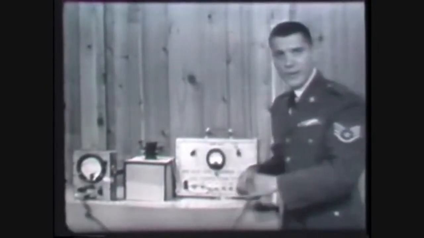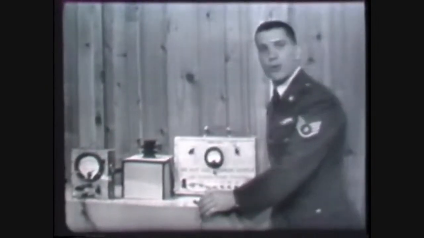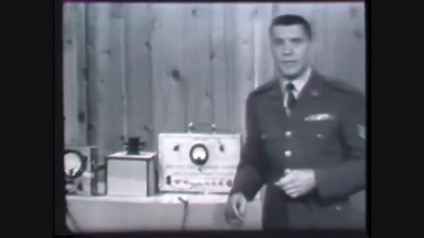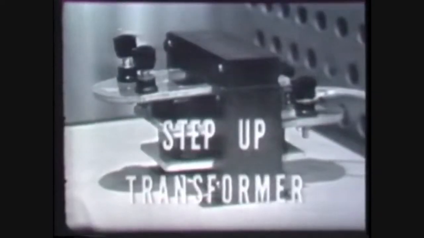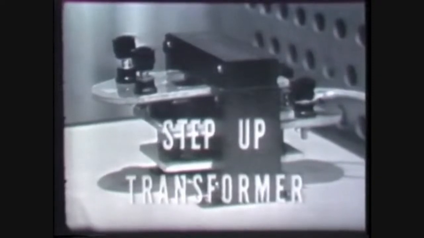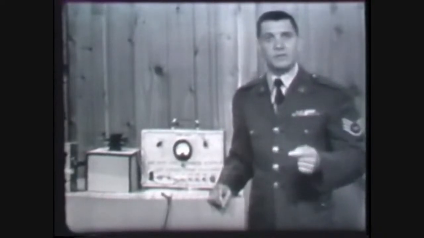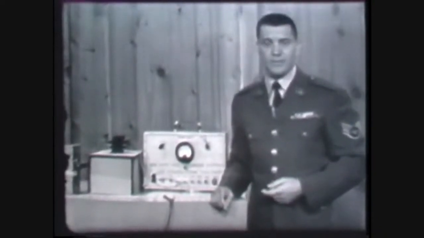Now, since this is greater than the 6.3 volts applied to the primary, this then readily tells us that this transformer is a step-up transformer. Now, if the transformer in question was a step-down transformer, then it's obvious that just the opposite would be true. The voltage measured across the secondary would be less than the voltage applied to the primary.